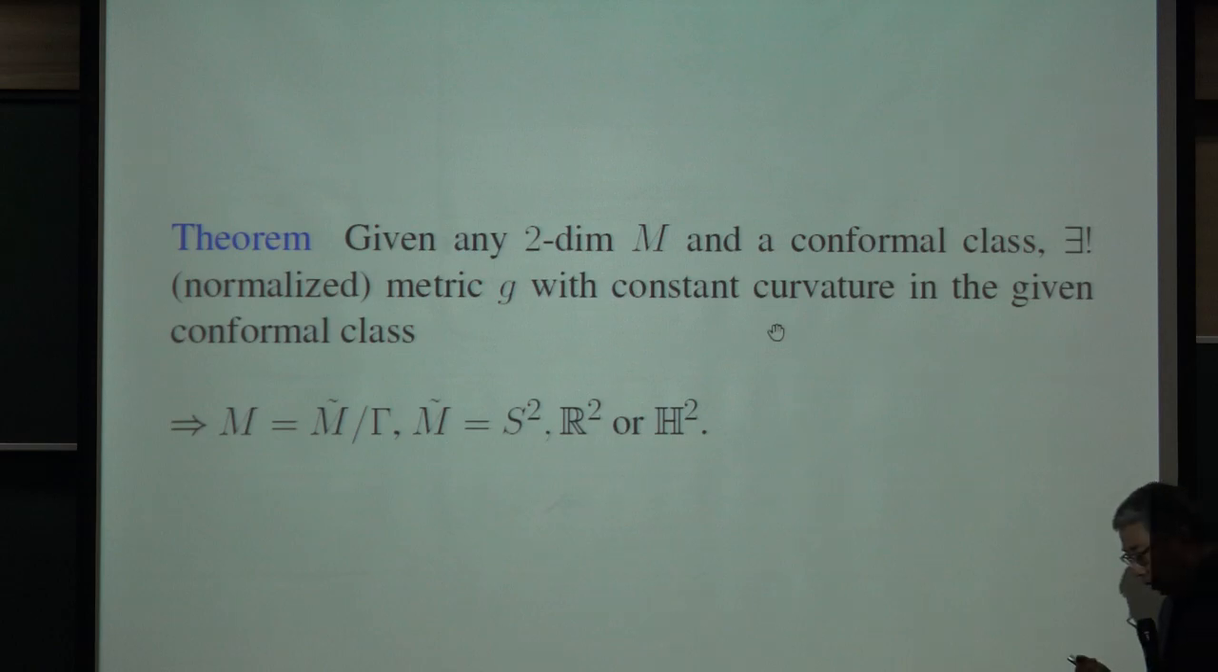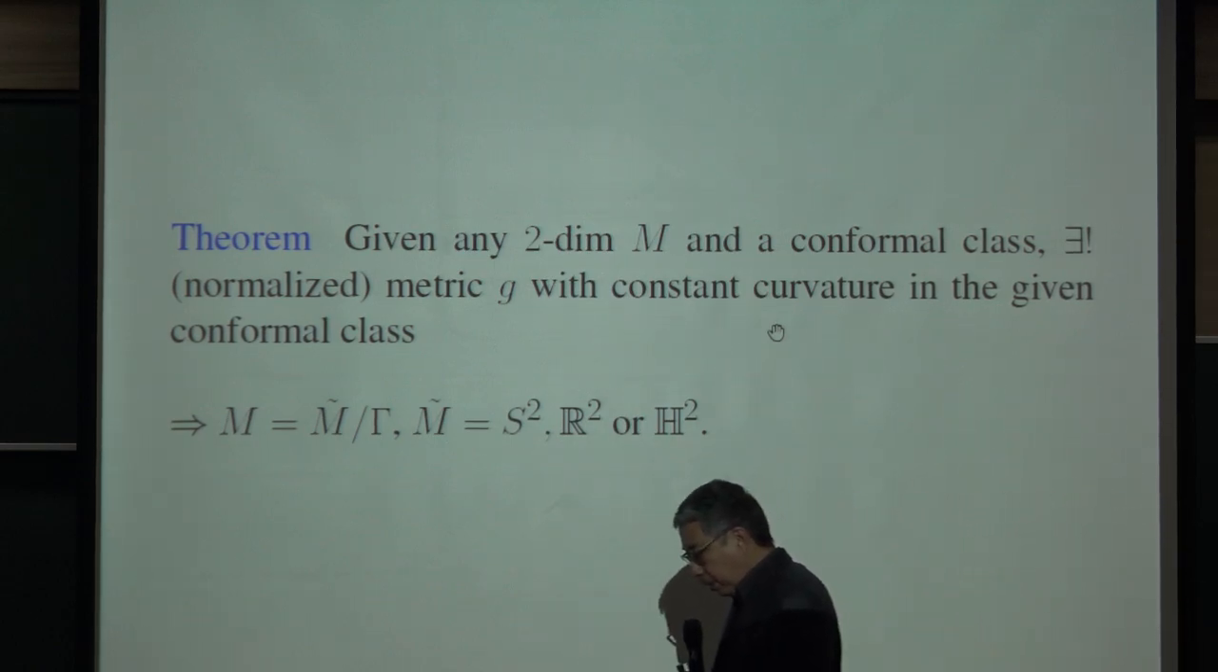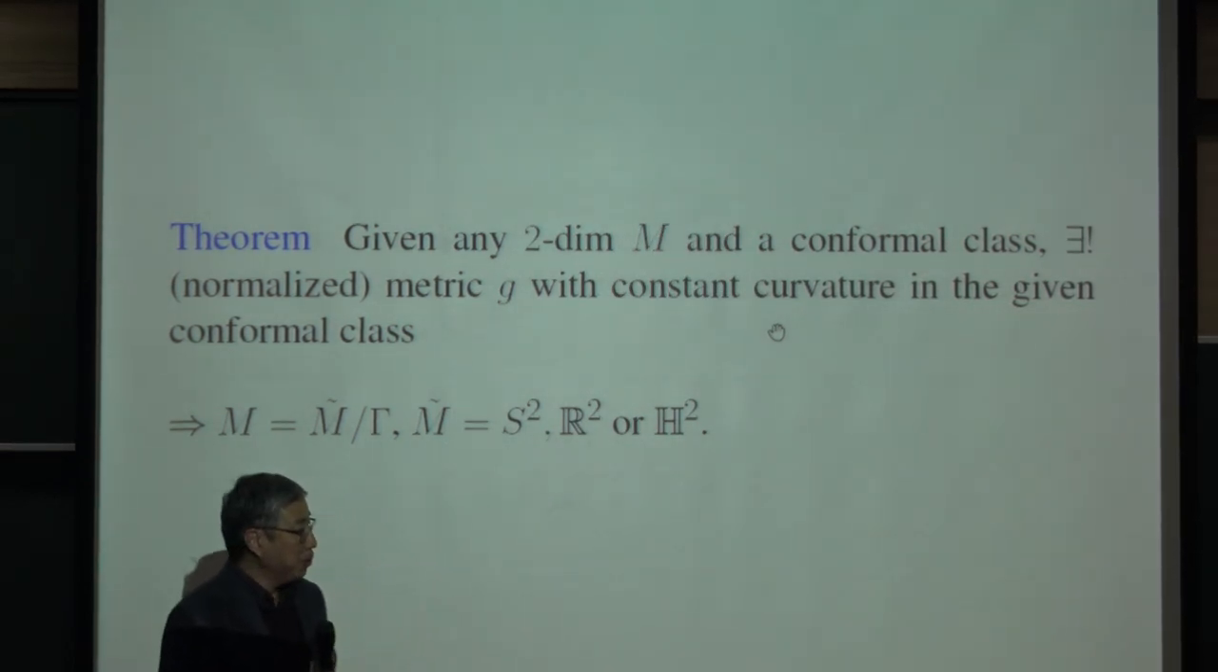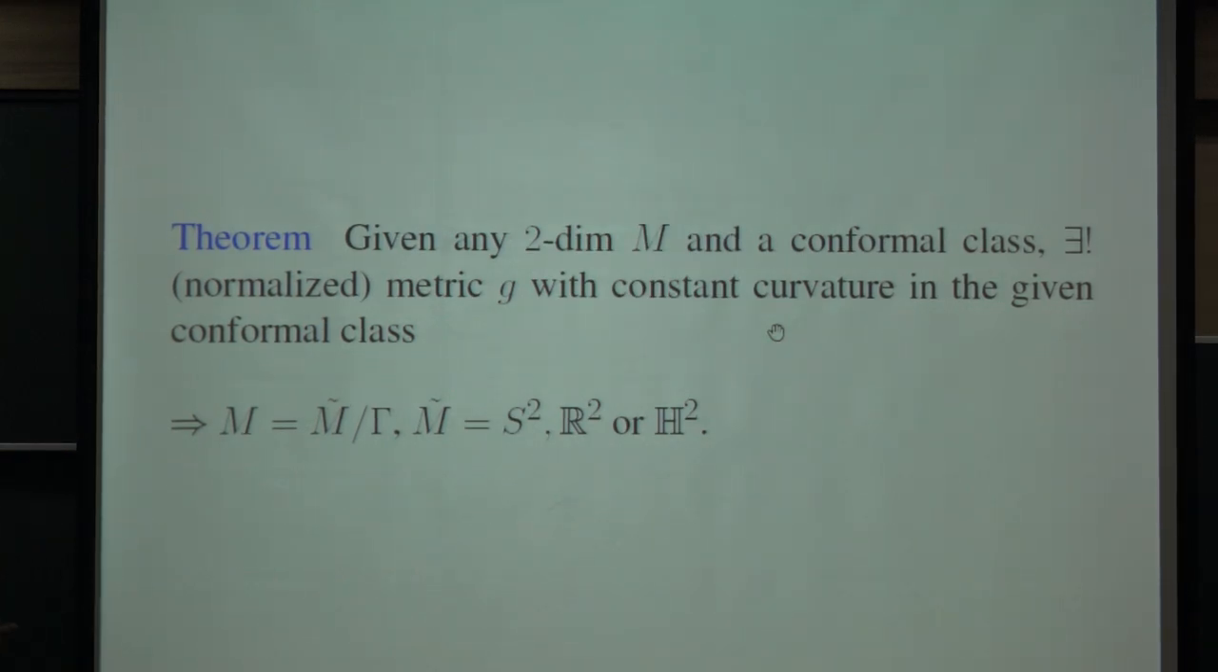Actually, in the late 80s, when I graduated from Harvard, I went to Princeton, and Thurston at that time was still in Princeton. So I read his lecture notes, a book. That book discussed the geometrization of three manifolds, but he also started with two dimensions. Of course, he started with two dimensions in a different way. He never used equations like that. So I like that approach.